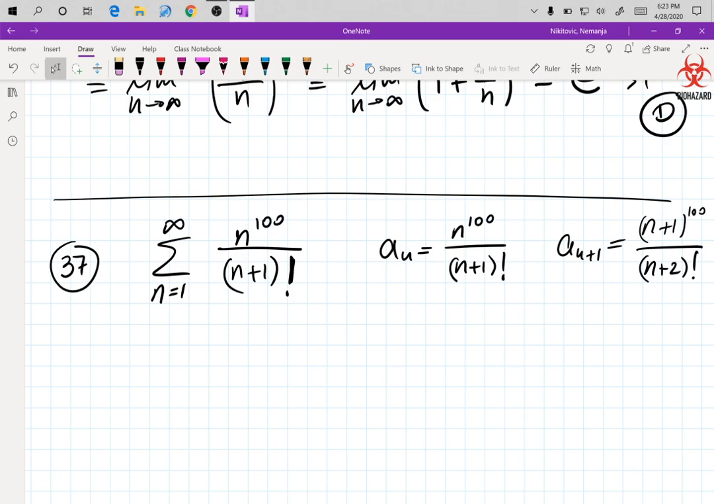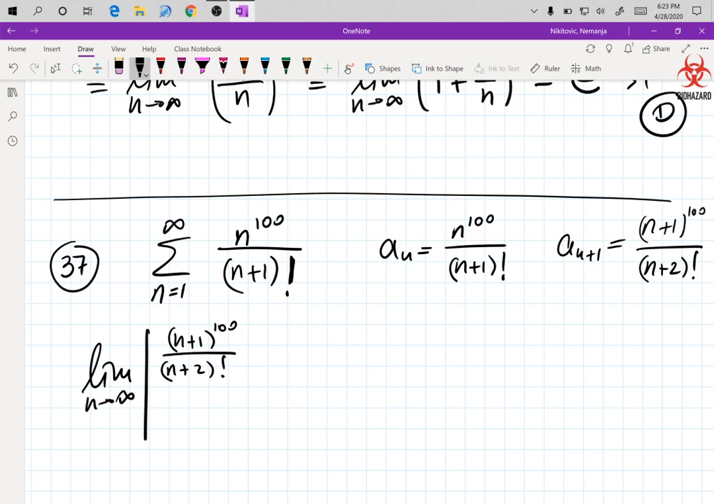Ratio test, because it's a factorial, it's mixing two different types of functions, right? So we use the ratio test, which is the limit as n goes to infinity, must put the absolute value there. And we have (n plus 1) to the 100 divided by (n plus 2) factorial, divided by n to the 100 divided by (n plus 1) factorial.